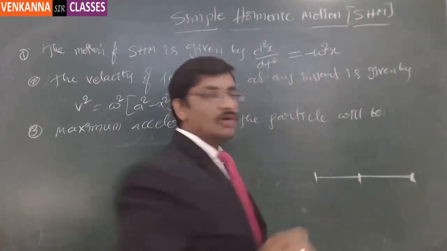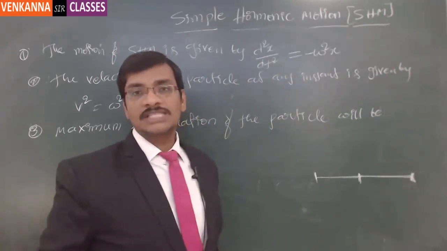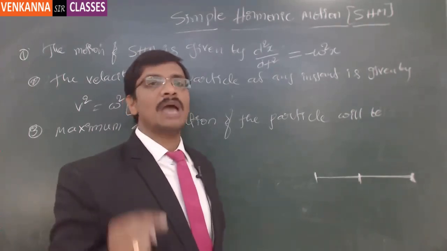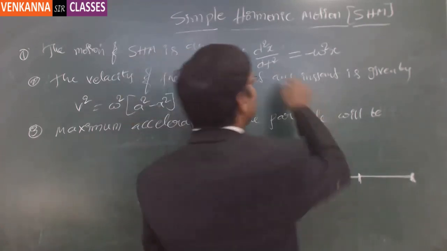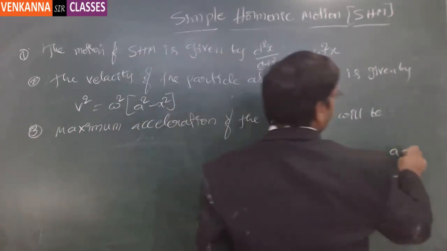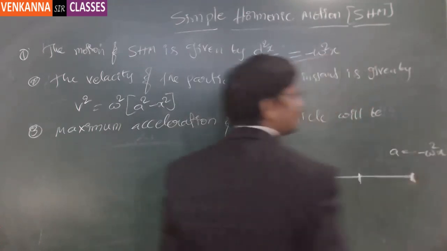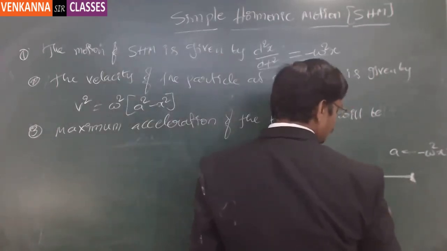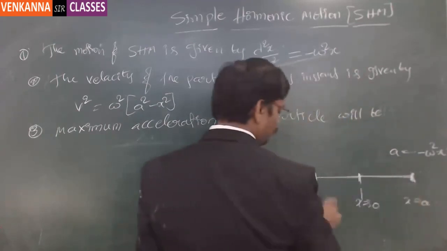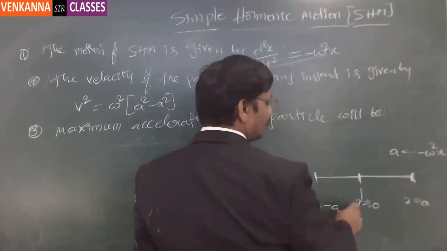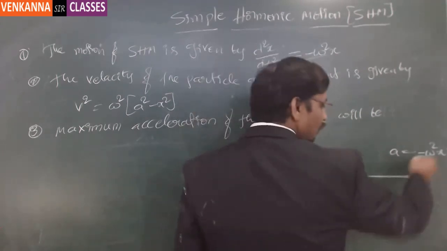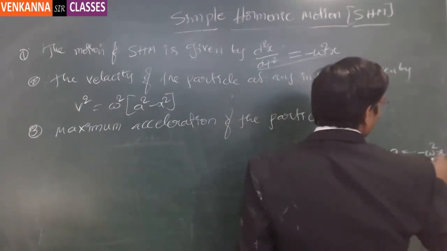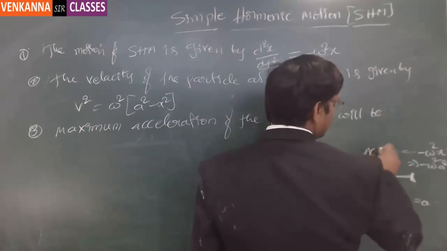Now there, the force and acceleration are one and the same except for the scalar multiplication of mass. That means if there is a maximum restoring force, then maximum acceleration also will be there. So the acceleration relation is a is equal to minus omega square x, the acceleration at any instant. This is x is equal to 0, this is x is equal to a, and this is x is equal to minus a. So the maximum acceleration occurs at x is equal to a and is given as minus omega square times a.